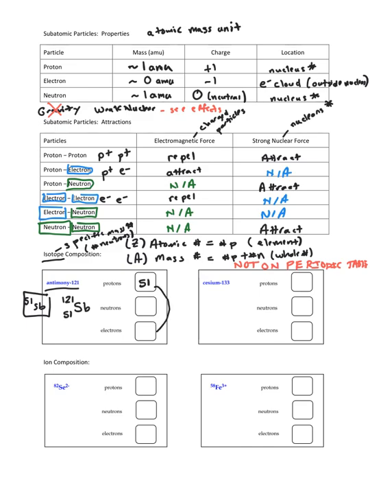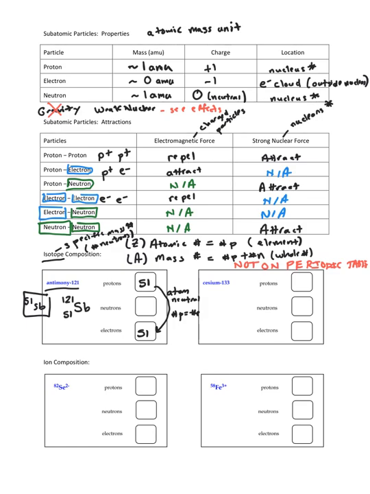Now, as long as you have atoms, an atom is neutral. And what that means is that the number of protons is equal to the number of electrons. And so in an atom of antimony, I have 51 protons, I have 51 electrons. To get neutrons, I'm going to use my relationship for mass number.